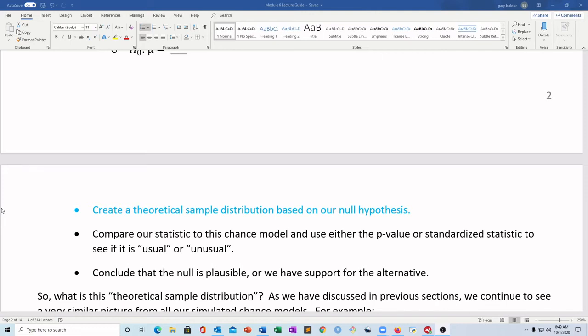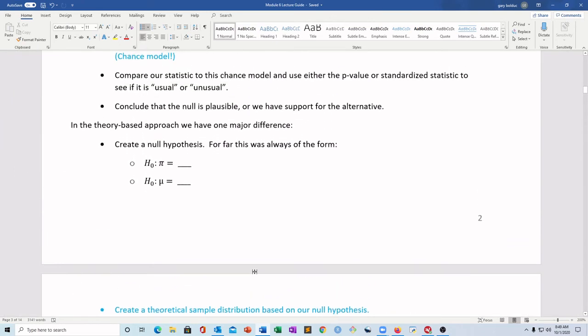So we still then move to the next step. We've got our picture in blue here. We get our picture. We figure out usual, unusual. Again, your p-value, your standardized statistic. And then we make a conclusion. So that's it. One difference.